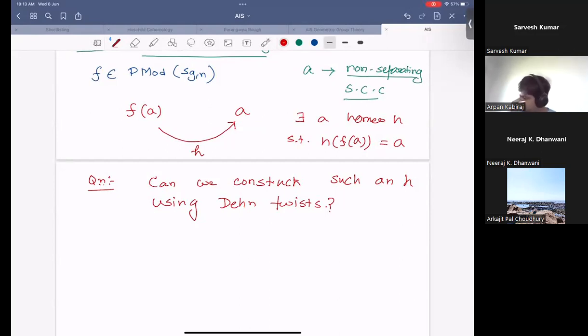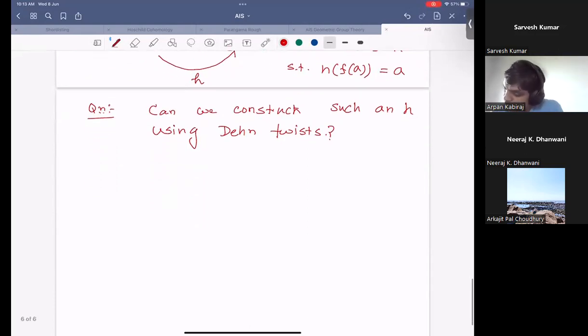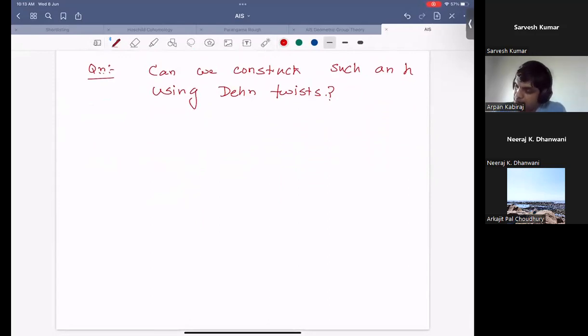Okay. So now let us see. This is as good as it sounds, because if it sounds too good, it is too good to be true, and this is indeed the case. In general, we might not. But let us see what we know about Dehn twists. Let us see what results we know. So here is a fact, and this fact I will prove.